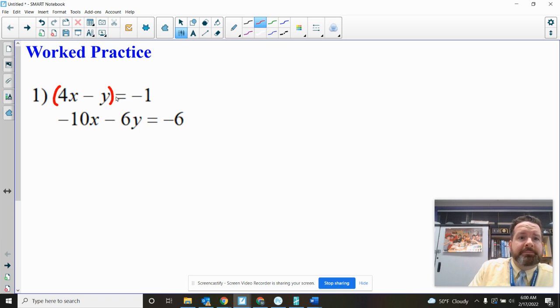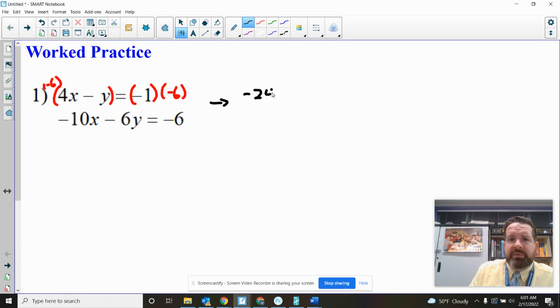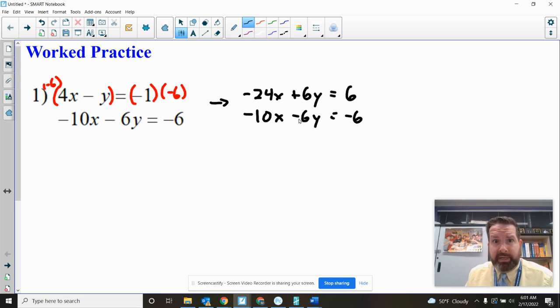Take the top equation and multiply by -6 on both sides of the equal sign. So then what I'll have is -6 times 4x, that's -24x. -6 times -y is +6y. So this is me creating that set of opposites. -6 times -1 is just 6. And we didn't change the bottom equation at all. Now at this point, you know you've done well if you see a set of opposites occurring.